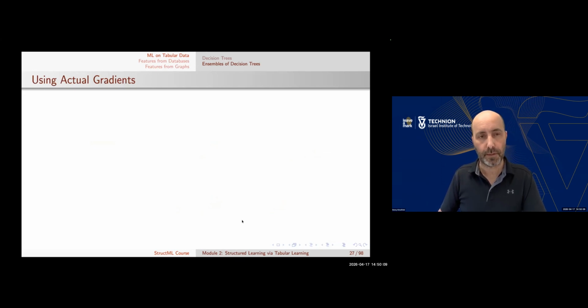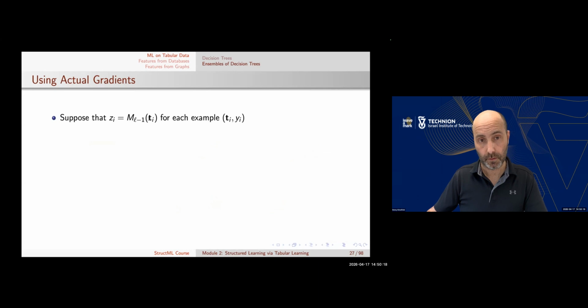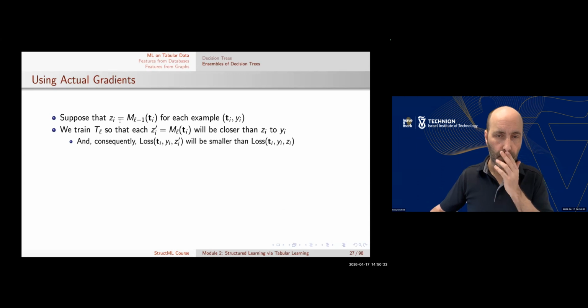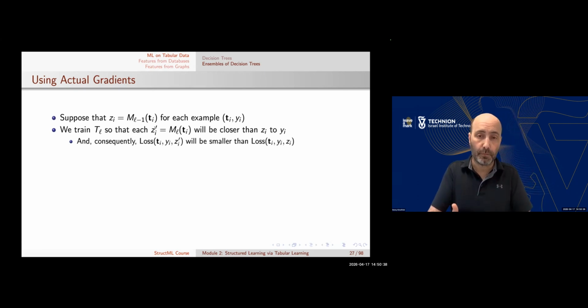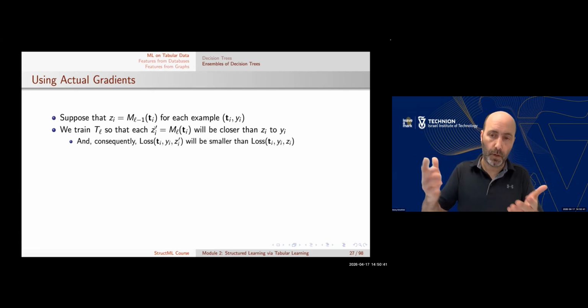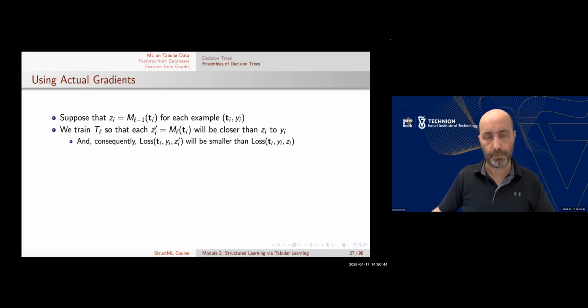Now, where do the gradients get into the picture? We denote what the previous model says about x_i as z_i. Now we want to learn T_L, and once we apply T_L, let's call the result z prime of i. We want z prime of i to be better, closer to y_i than z_i is to y_i. Then the loss will be smaller with the z primes rather than the z's.